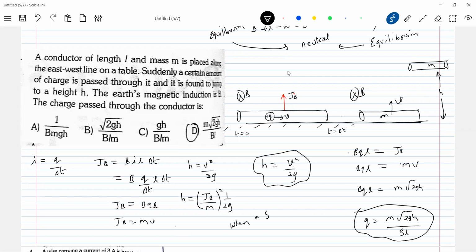When a charge suddenly flows through a rod, an impulse is set up. This is the idea; the rest is all application.